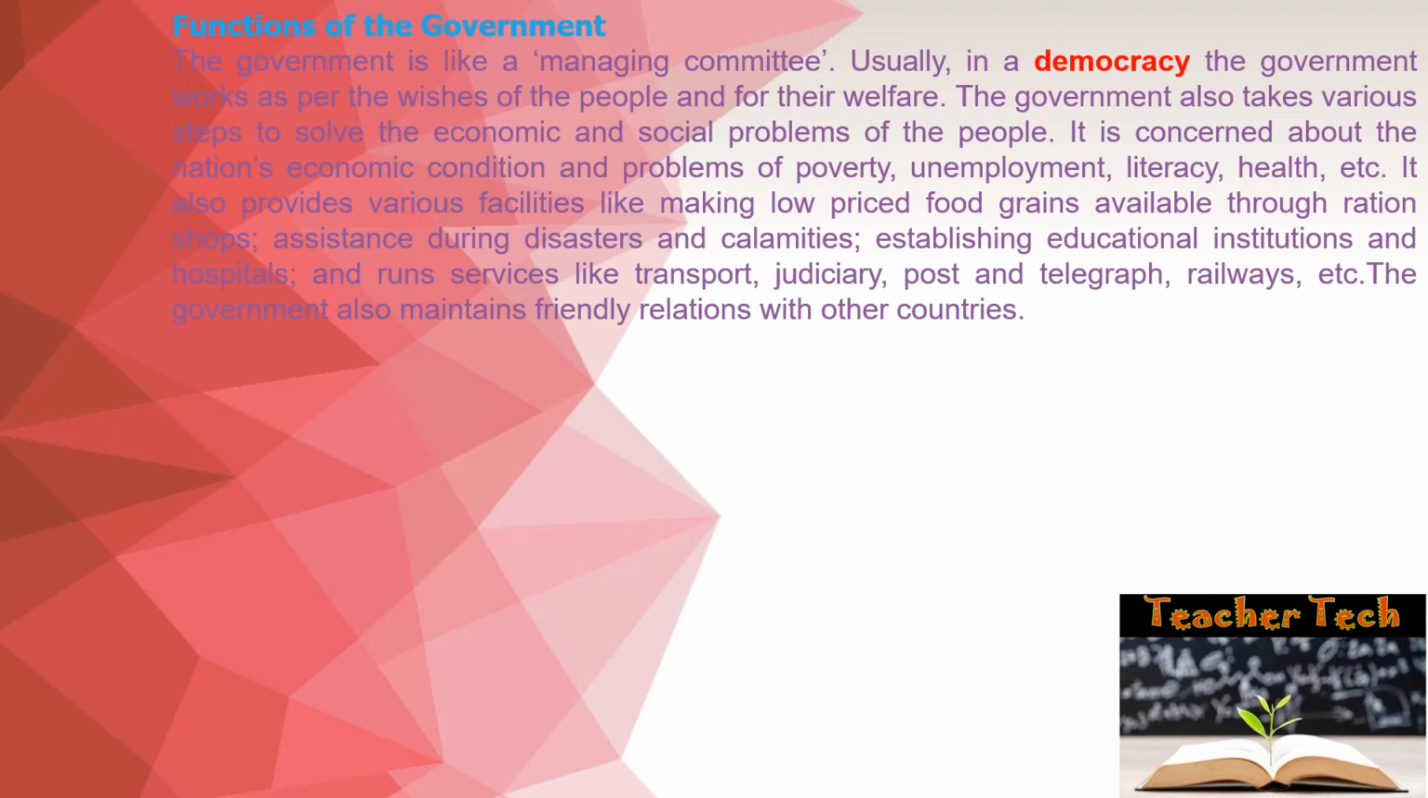It is concerned about the nation's economic conditions and problems of poverty, unemployment, literacy, health, etc. It also provides various facilities like low price food grains available through ration shops. So this low price food is especially for the people who are below the poverty line. If you have heard about the BPL card, this card is provided to the people who are below the poverty line and they can access food grains at a very cheap cost.